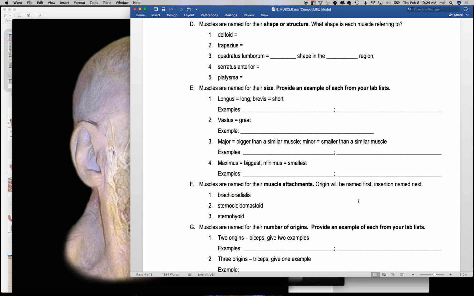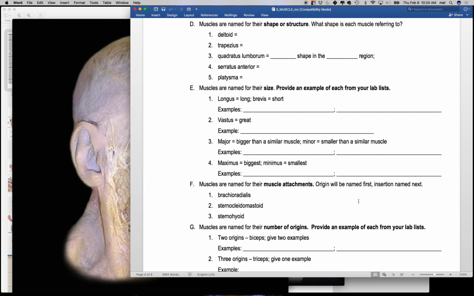The teres major and teres minor. The pectoralis major and pectoralis minor. So they are usually slightly bigger and smaller than one another. Good. Okay. The maximus, minimus, and there's medius in the middle there too.